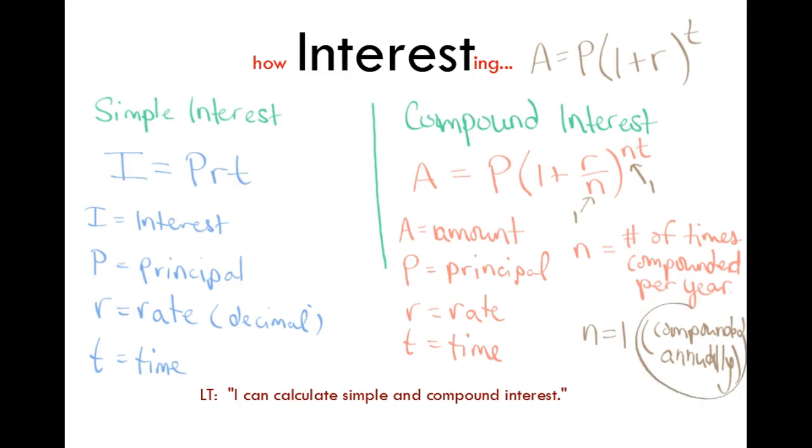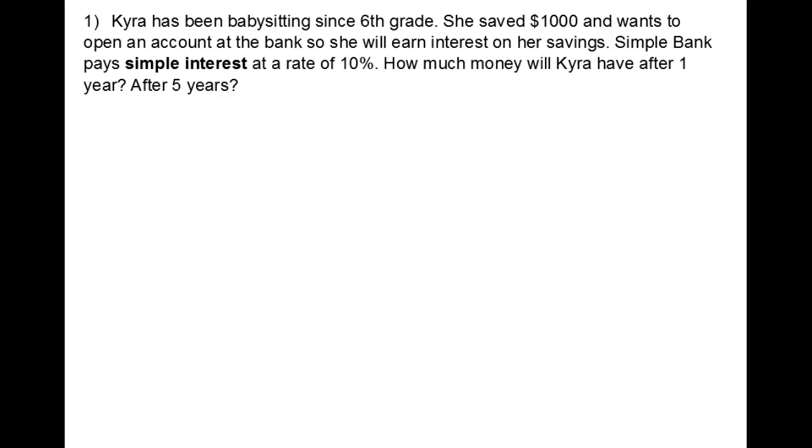So if you want to use compounded annually, which is what most of our examples will be, you're going to use that formula actually. Alright, we're going to do a really simple problem that just shows how simple interest works. It says Kyra has been babysitting since 6th grade. She saved $1,000 and wants to open an account at the bank so she will earn interest on her savings. Simple bank pays simple interest at a rate of 10%. How much money will Kyra have after 1 and 5 years?